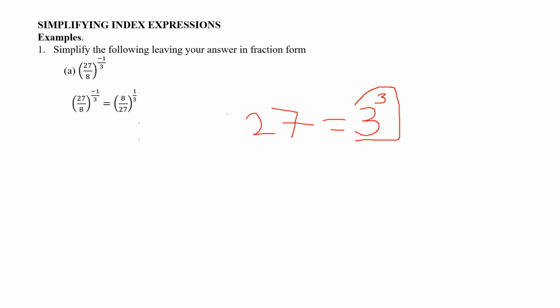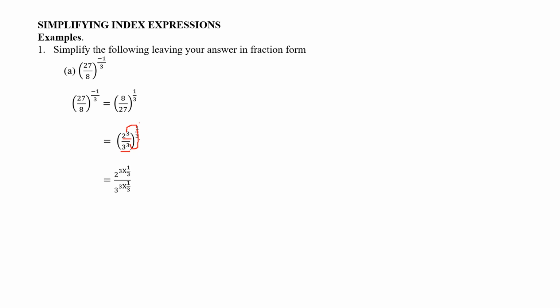Then we come and substitute them here where there is 8 and where there is 27 to have 2 power 3 there and 3 power 3. Now the next step, we are going to open the bracket by letting our power outside the bracket multiply the powers of the bases which are inside the bracket. So that is 3 times a third there, and also in the denominator 3 times a third there.